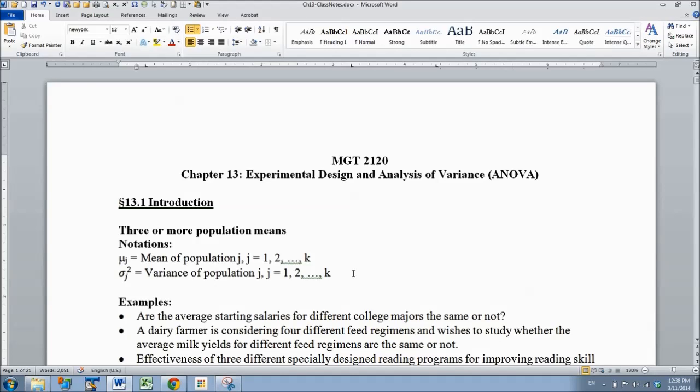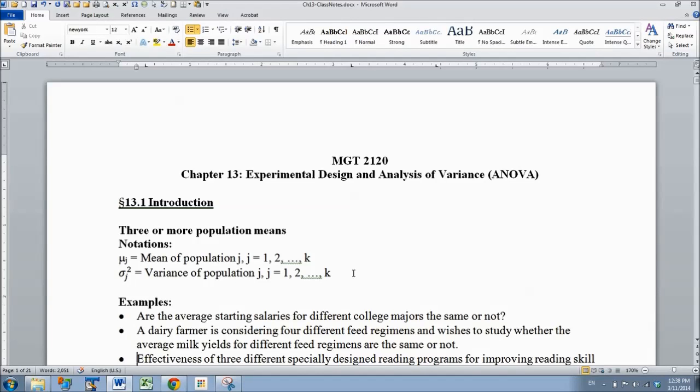So that's one example. Another example, suppose there is a dairy farmer who is considering 3 or 4 or 5 different feed regimens for their milk cows, and they want to see whether the yield will be different among these different feed regimens. So each feed regimen will be one population. Feed regimen 1 is the first population, feed regimen 2 is the second population, and so on. And you apply these feed regimens to a sample of cows and study whether the yield will be the same or not. So that is another example.